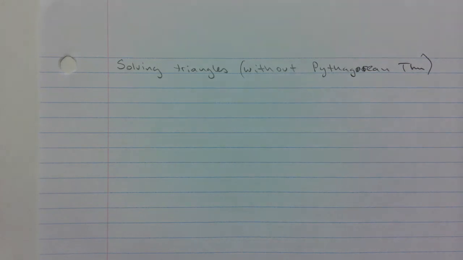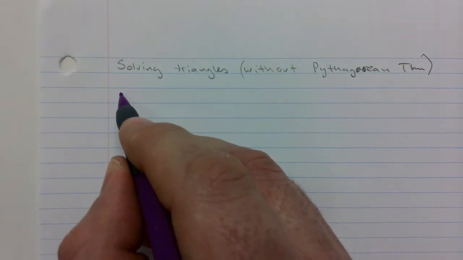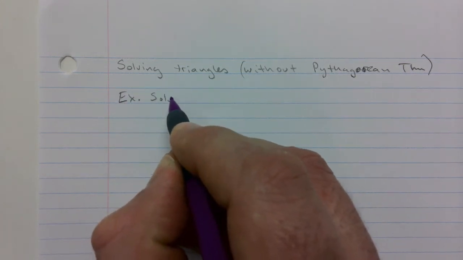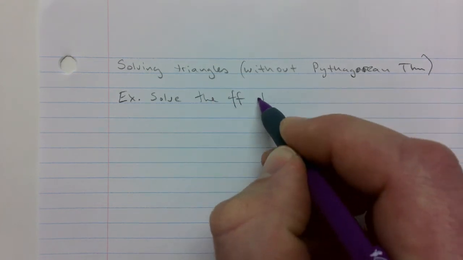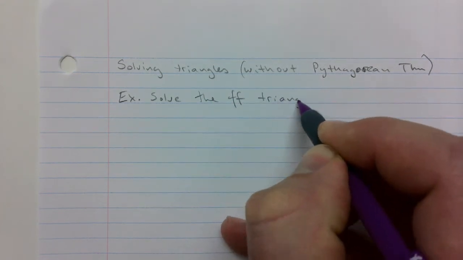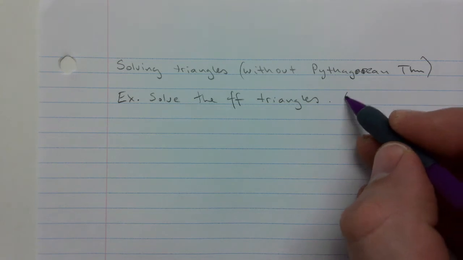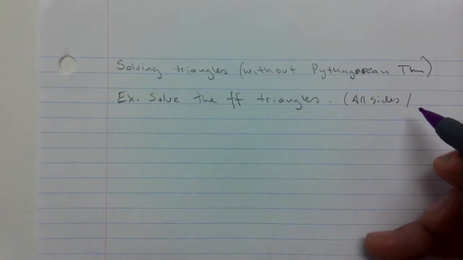So here you go. Example: solve the following triangles. That means all sides, all angles, right? All sides, all angles.